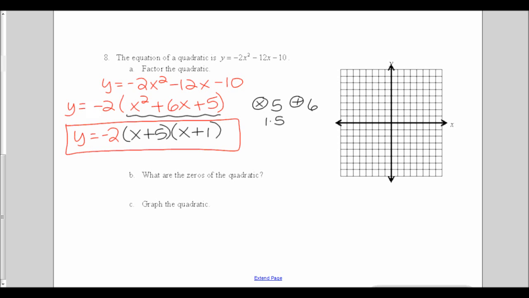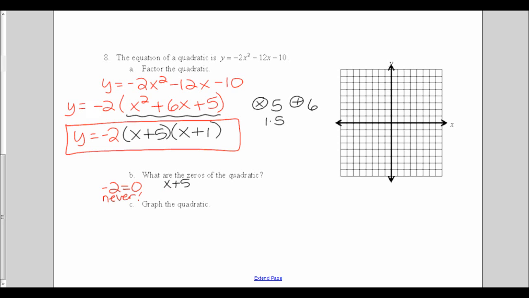In part B, we're supposed to find the zeros of the quadratic. To find the zeros of a quadratic, we set each factor equal to 0. If I set the -2 equal to 0, that's not going to have any solutions because -2 can never equal 0. So I don't have to worry about that one giving me a zero.